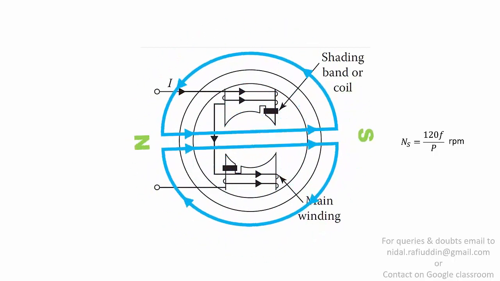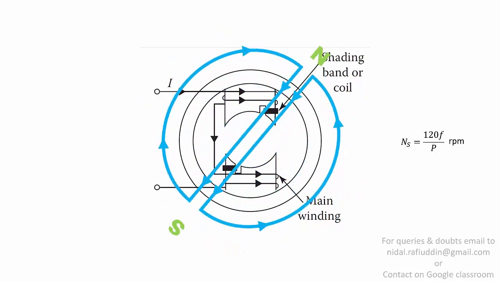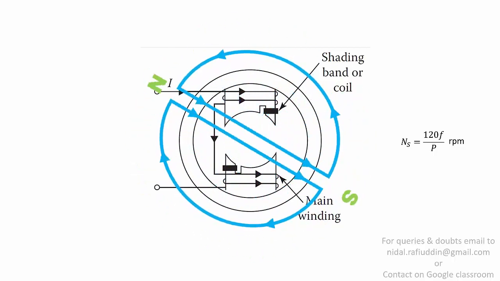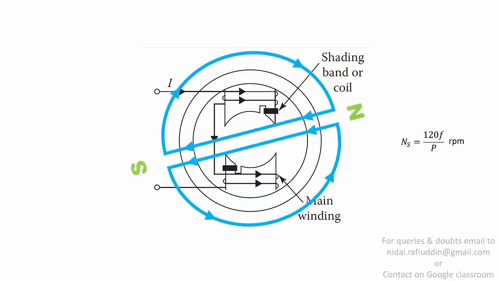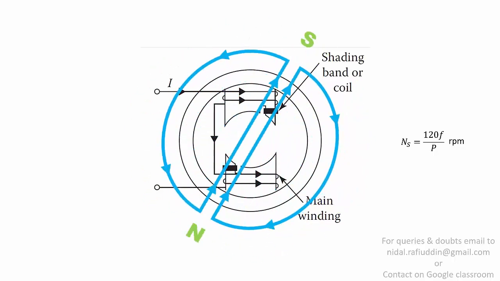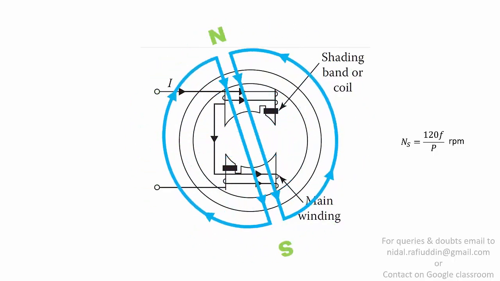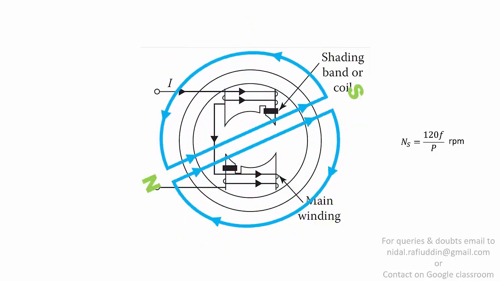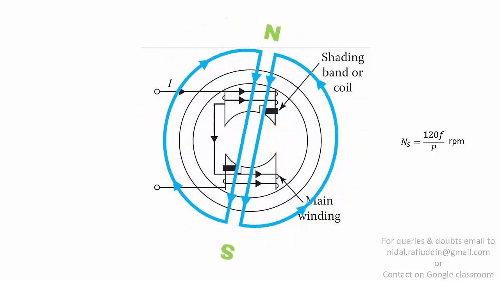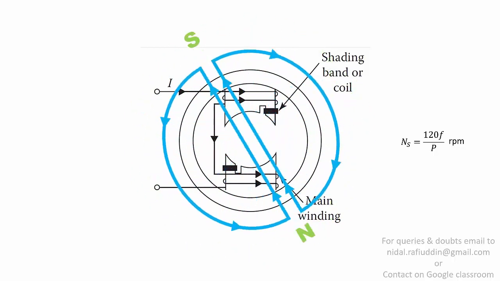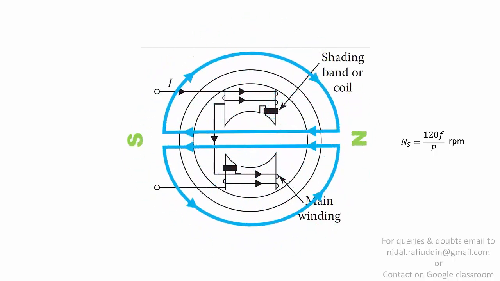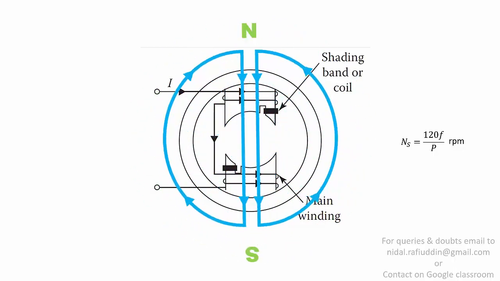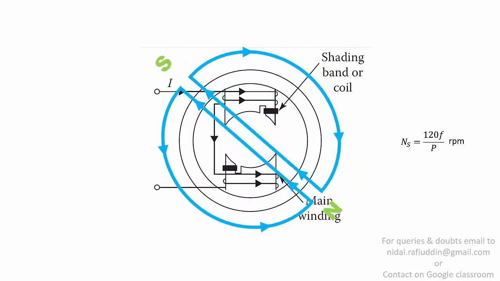For instance, the number of poles in this figure is 2, so p will be taken as 2, and f is the frequency of the supply given to the stator. So if it is going to be 50 Hz, then the synchronous speed that will be generated here is 120 times the frequency, 50, divided by 2 poles. Since you have already studied rotating magnetic field in first year, notice that here the rotating field is clockwise. To make the field rotate anti-clockwise, the shaded band will be provided on the left side of the pole instead of right.